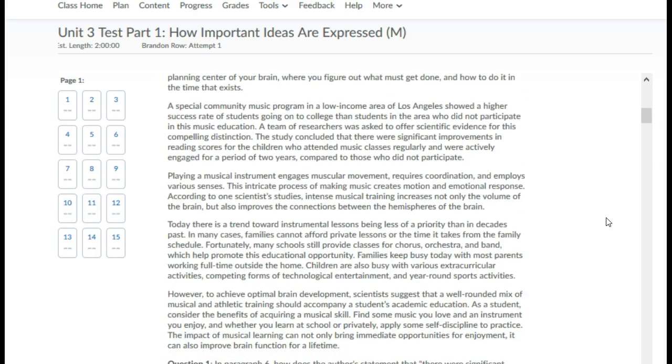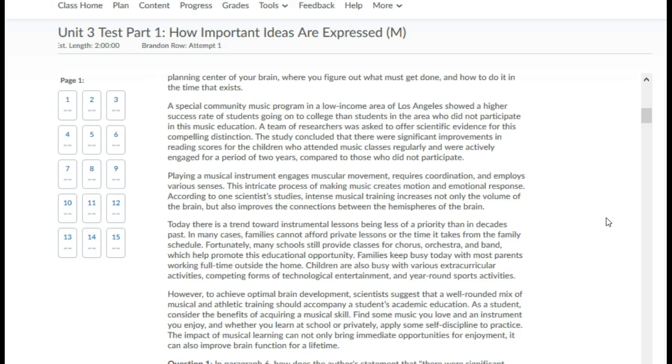A special community music program in low-income areas of Los Angeles showed a higher success rate of students going on to college than students in the area who did not participate in the music education. A team of researchers was asked to offer scientific evidence for this compelling distinction. The study concluded that there were significant improvements in reading scores for the children who attended music classes regularly and were actively engaged for a period of 2 years compared to those who did not participate.